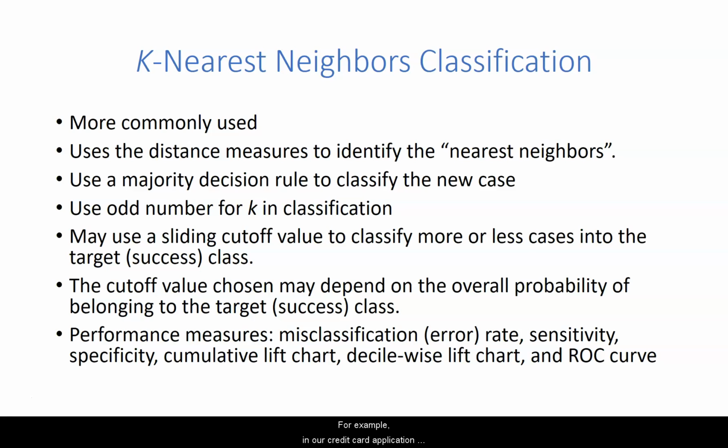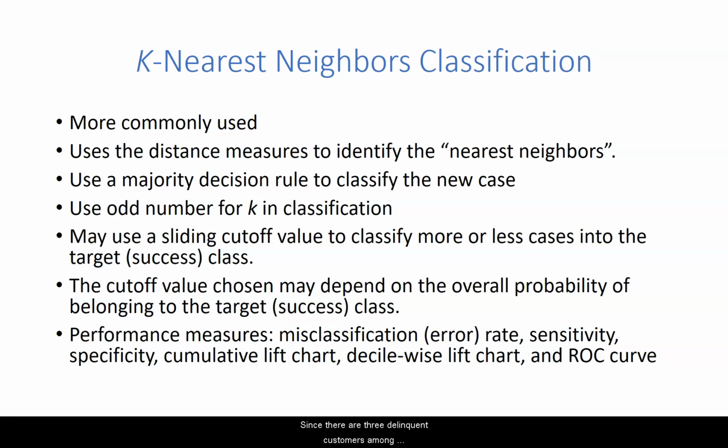For example, in our credit card application example, if identifying potential credit card customers who are likely to be delinquent is the goal, then delinquent would be the target or success class. Since one of the 3 nearest neighbors is delinquent, the new applicant will have the probability of 1 divided by 3, or 0.33 probability of being delinquent. A general rule of thumb is to use the overall probability of cases belonging to the target class as the cutoff value if no other information is available.